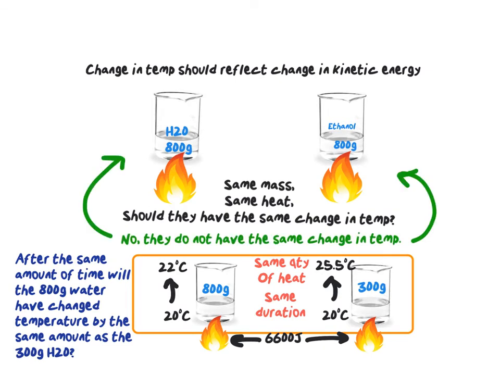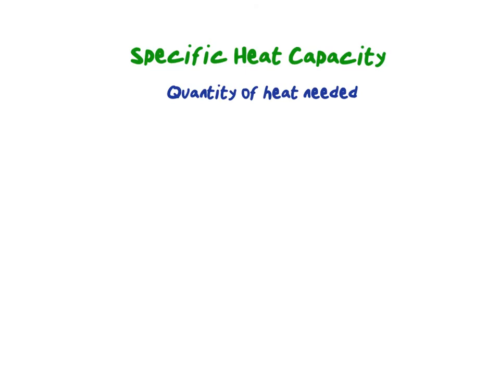So that must mean that not only the amount of the substance matters into how much heat is needed to change the temperature, but also the kind of substance. The fact that different substances change temperature by different amounts, even when given the same amount of heat into each system, this is known as specific heat capacity. And the specific heat capacity of a material is the quantity of heat needed to raise the temperature of a unit of mass through a unit of temperature.